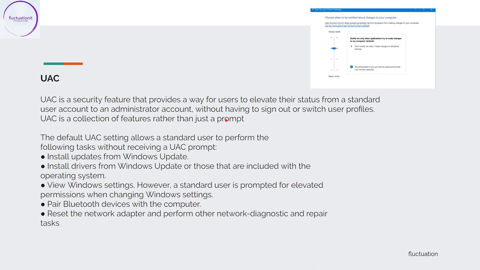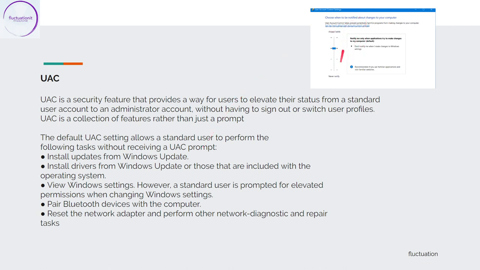For example, when you want to install something, you can set the level of your slider. Is it always notify or never notify? A standard user can perform the following tasks without receiving a UAC prompt: install updates, view Windows settings. But if you want to change Windows settings, you will be elevated. Pair Bluetooth devices, reset the network adapter: this is something you can do without a UAC prompt.